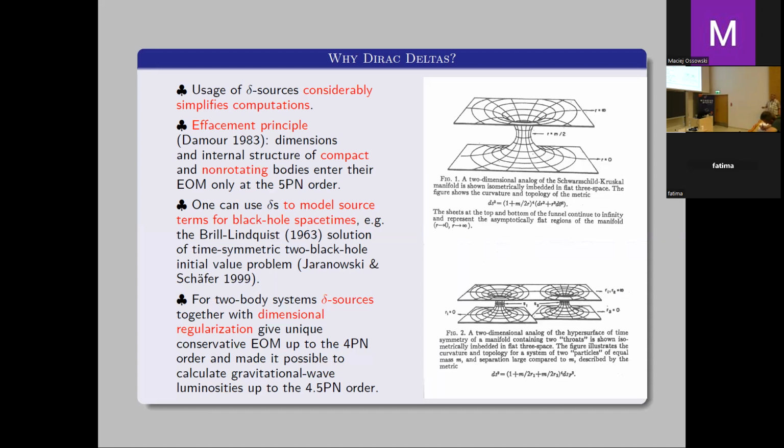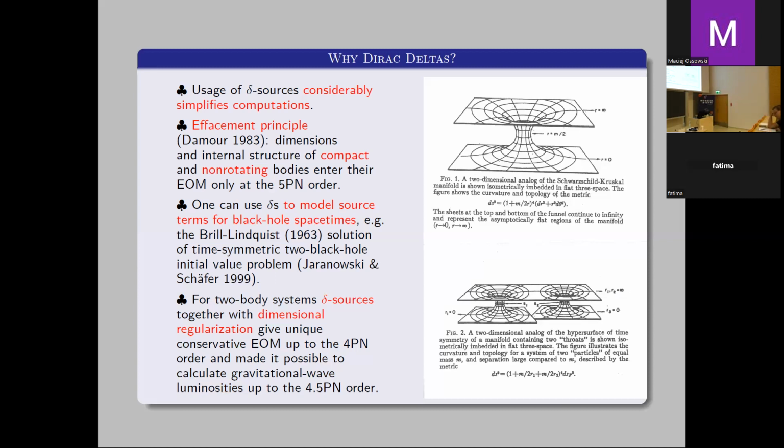But what is maybe less known, for example, there is a very useful for numerical relativity Brill-Lindquist solution of the initial value problem, which is time symmetric. And it can be formulated, for example, for two black holes. This is illustrated by this picture. And also this was originally derived as a vacuum solution of the constraint equations. You can easily recover this as a solution with the distributional source.